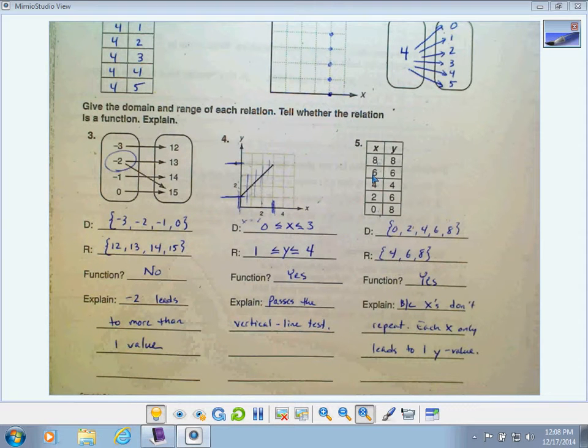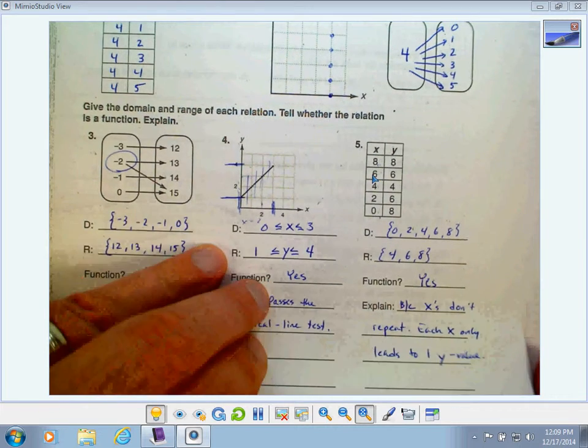Alright, so that's kind of the first part of functions, being able to write them in different ways, and also to be able to tell whether a graph or a table or a mapping diagram or even a set of points is a function or not, and to be able to list their domain and range. So it's kind of a lot of stuff, but I think most people don't have too much trouble with that.